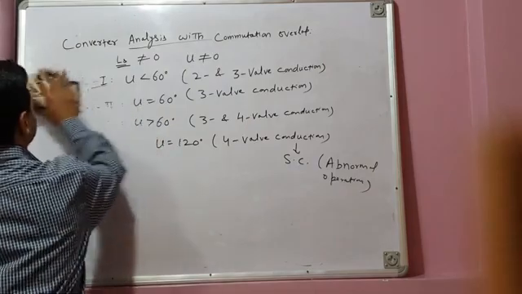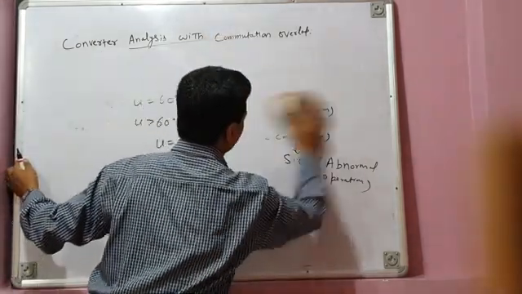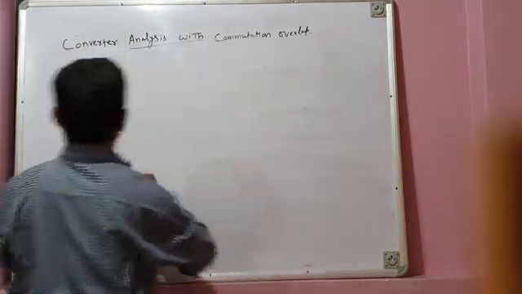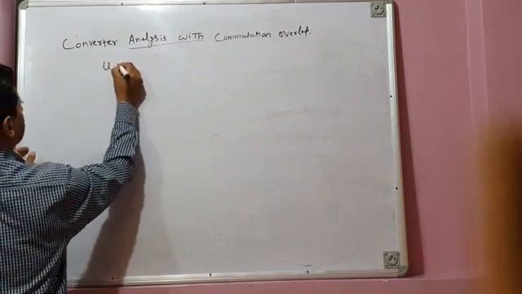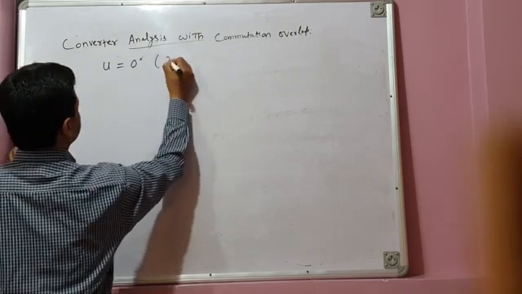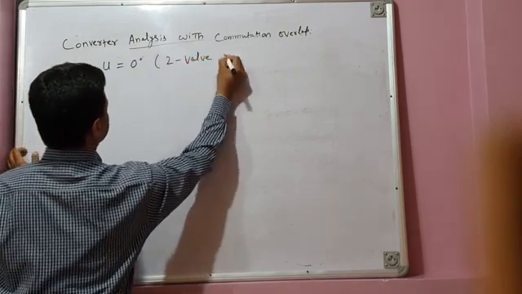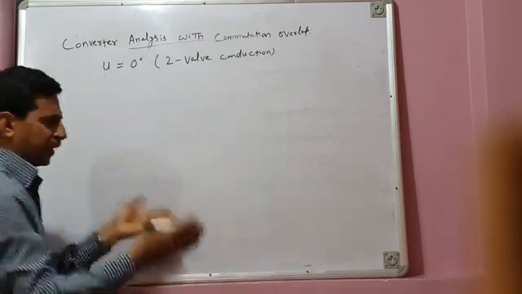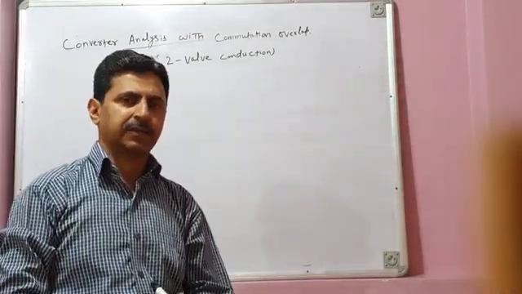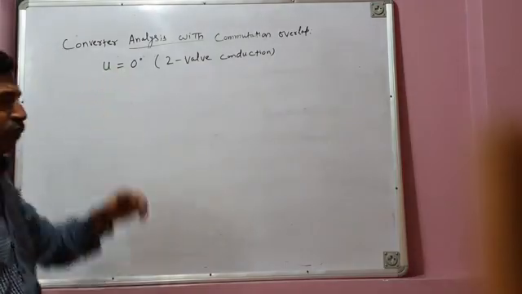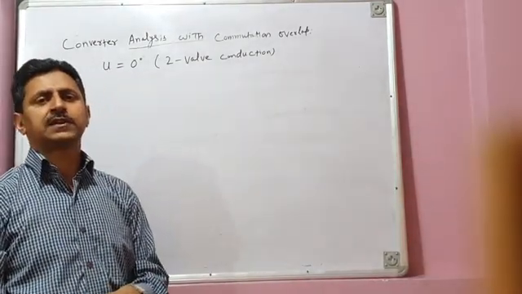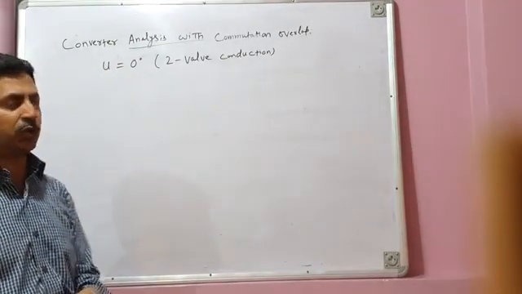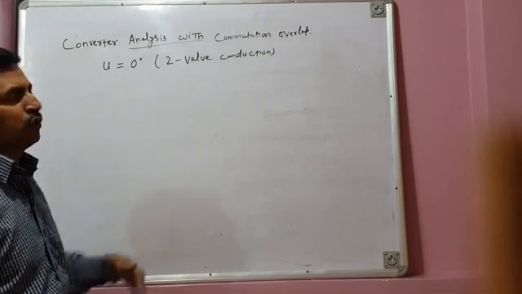Now, let us consider first mode 1. Before 3 valve conduction, let us take again U equal to 0 degree, which gives 2 valve conduction. Before discussing 2 and 3 valve conduction, we will go back to what we have discussed in the last couple of lectures. The source inductance is ignored. It's assumed to be 0. So U equal to 0 degrees. No commutation overlap or no overlap angle is there. So it gives 2 valve conduction.